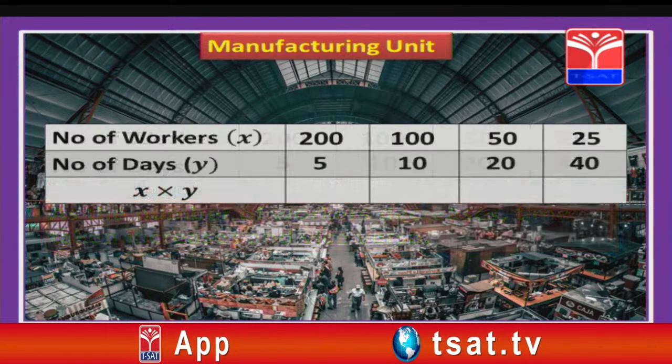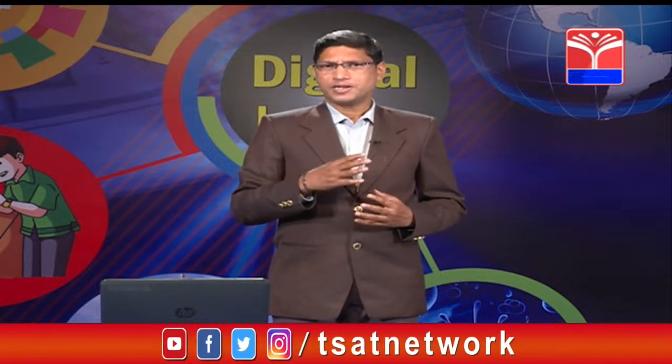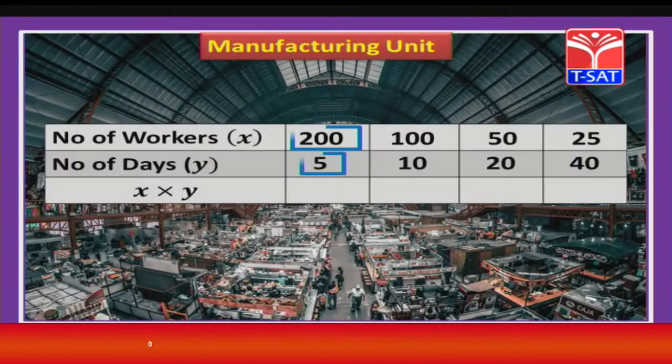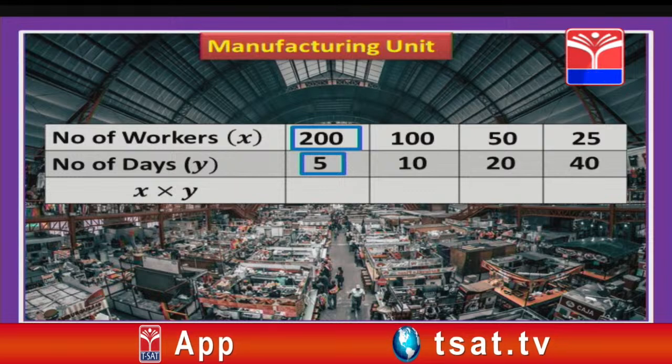Now, let us try to see some relationship in these two, children. So, I am marking the number of workers as x and the number of days as y. Now, let us multiply x and y and see if we can get any relation or not. So, here the first one, that is 200, is the value of x and the value of y is 5. Let us multiply them. How much do you get, children?